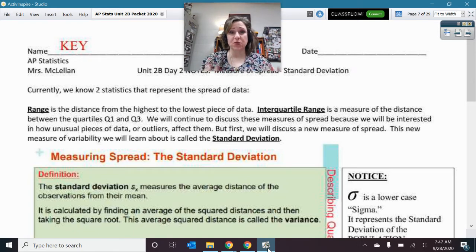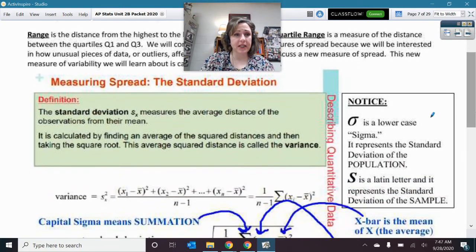Standard deviation has to do with the spread of the data. Currently, we know two ways to measure spread. We know range, which is your high minus low, so we can see that broad spectrum of the variability. And then interquartile range, so that we know that middle 50%. But something else that is a measure of spread is standard deviation. And we typically represent it with this letter S of X.